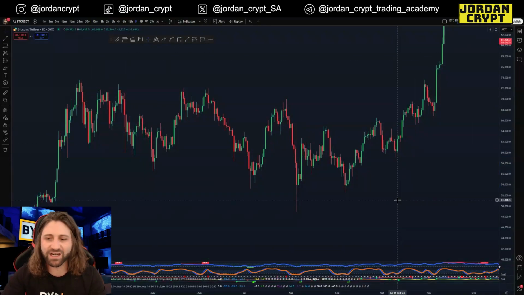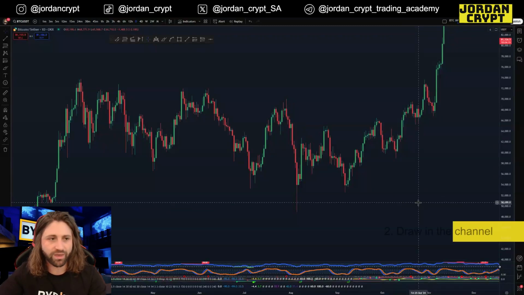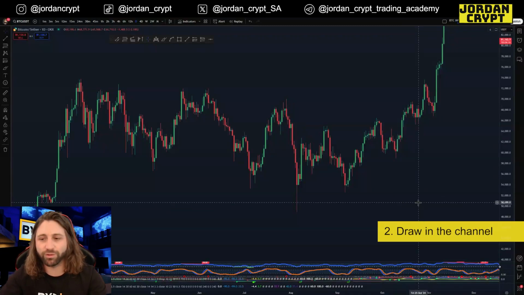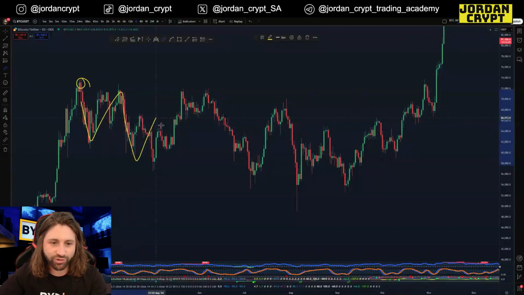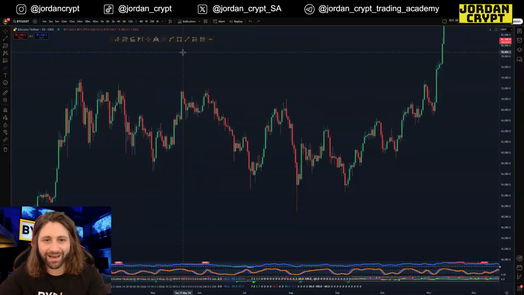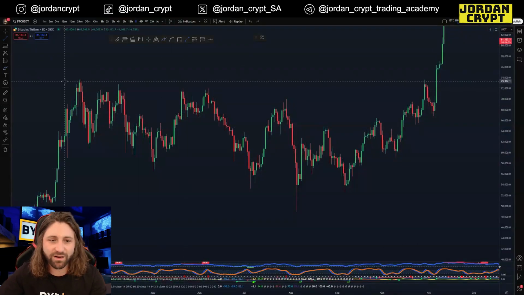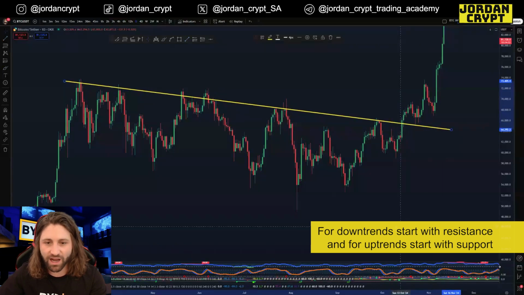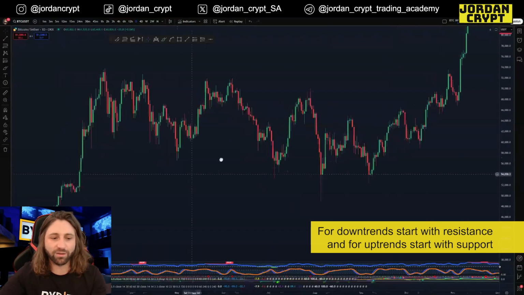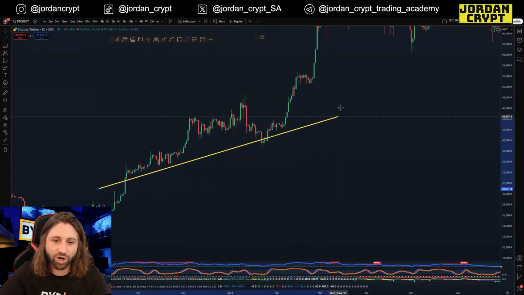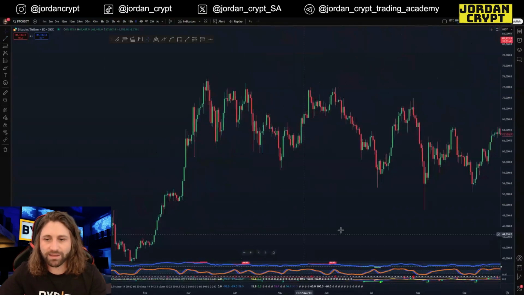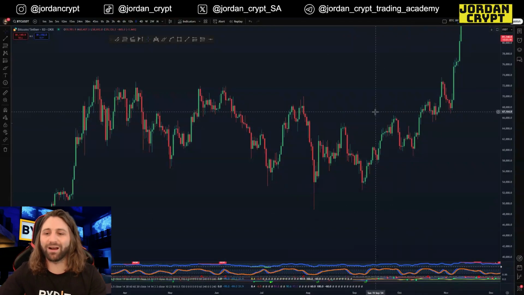Number two is to actually then go in and draw in your parallel channels. In an uptrend, you want to look for your lows. In a downtrend, you want to look for your highs. As we can see here, we were starting a downtrend. So then we want to start by identifying the very clear resistance at our highs. If we are looking at the opposite, such as a parallel channel within an uptrend, we can try to look for the support.